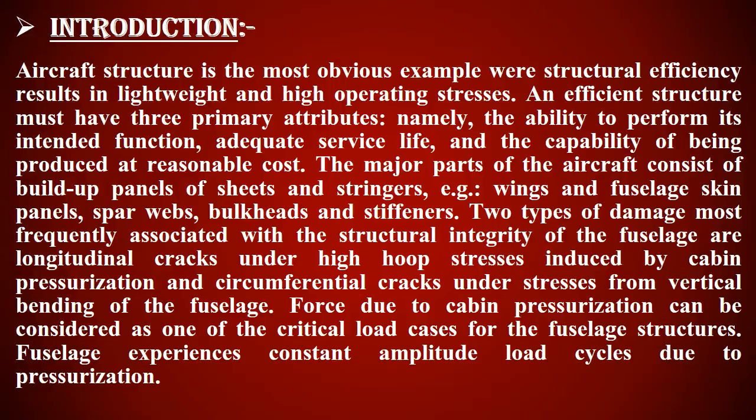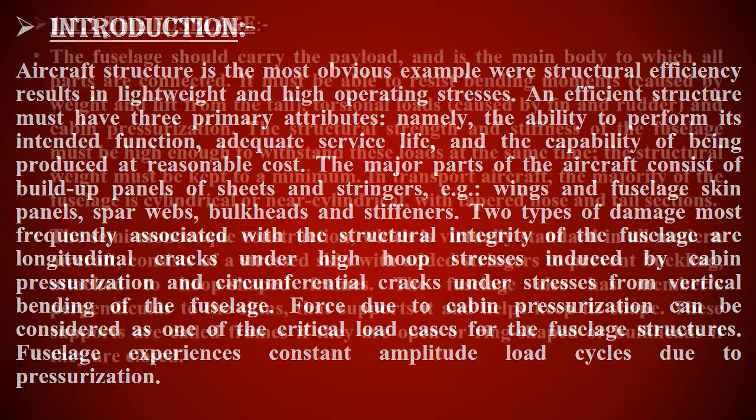In the introduction, aircraft structure is the most obvious example. As we know, structural efficiency results in lightweight and high operating stress. An efficient structure must have three primary attributes, namely the ability to perform its intended function. Here are some types of forces acting on the fuselage. The force due to cabin pressurization can be considered as one of the critical load cases for the fuselage structure.